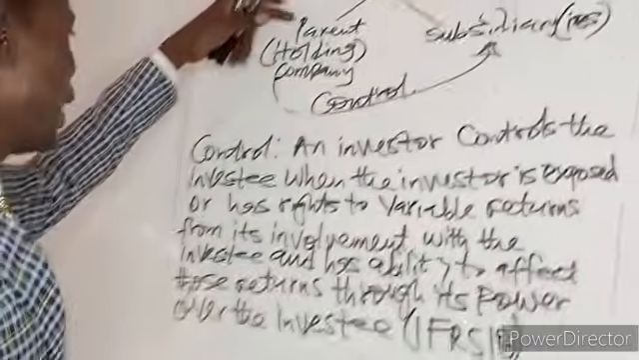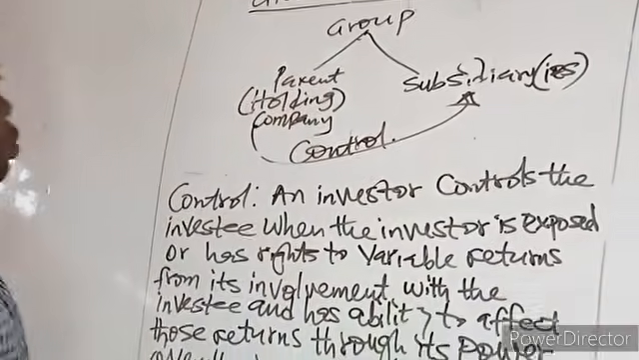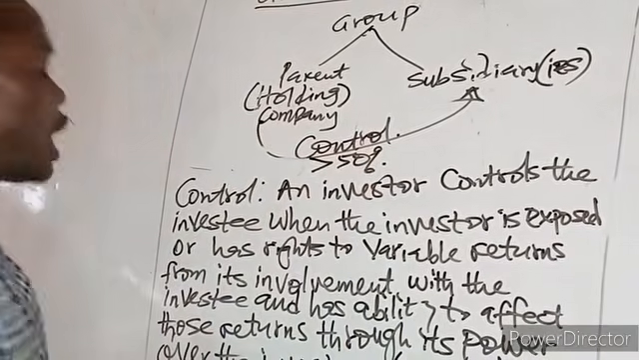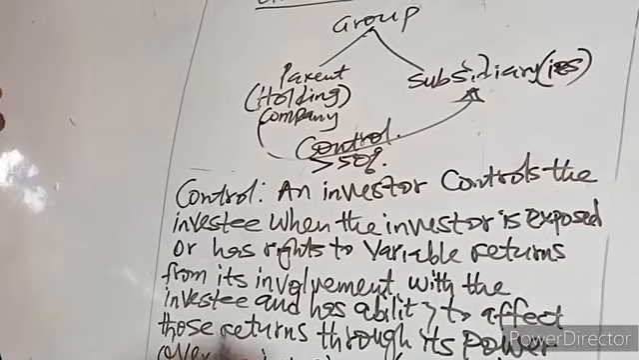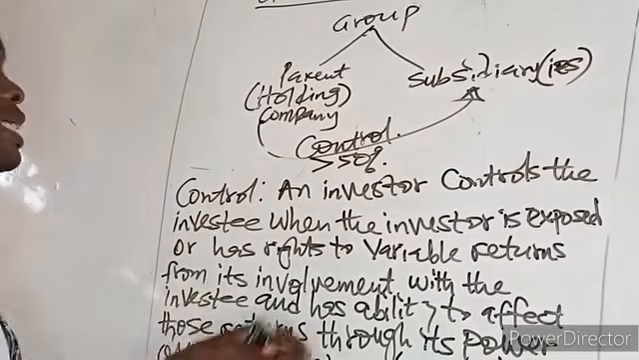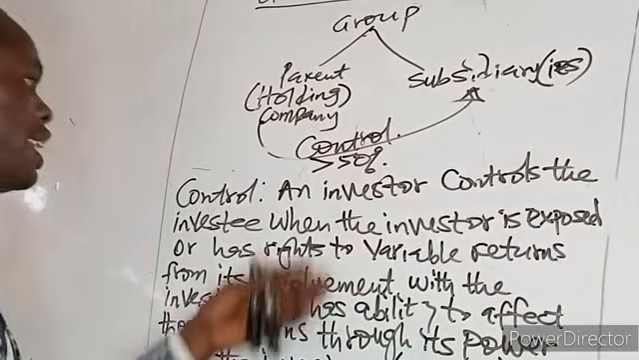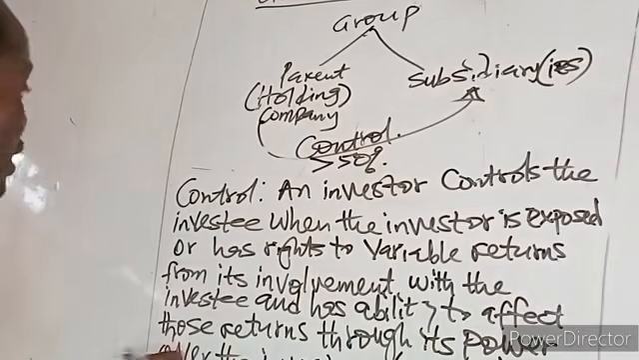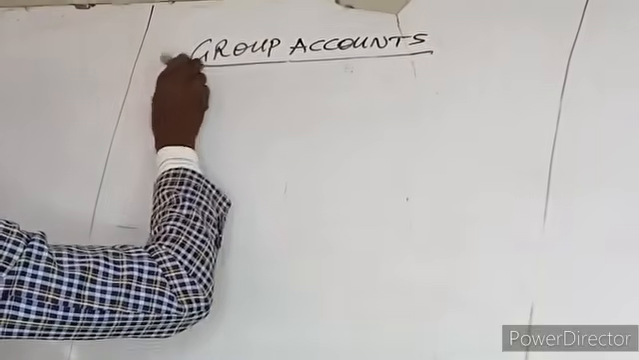I've told you that the parent company, that is the holding company, will control the investee when it acquires more than 50% of the ordinary shares of the investee, not exactly 50%, but more than 50%, that is from 51% upwards. So when the investor acquires more than 50% of the equity interest of the investee, that investor becomes the parent company.